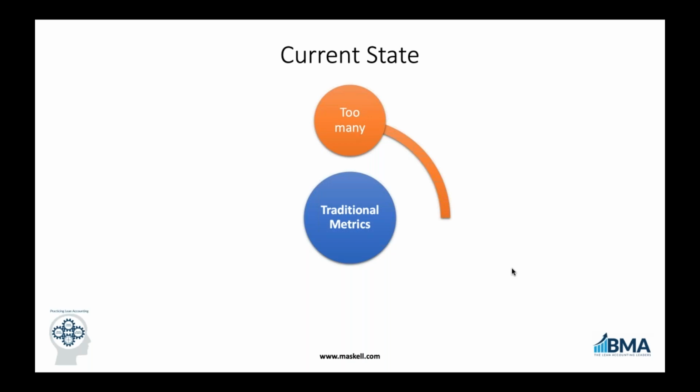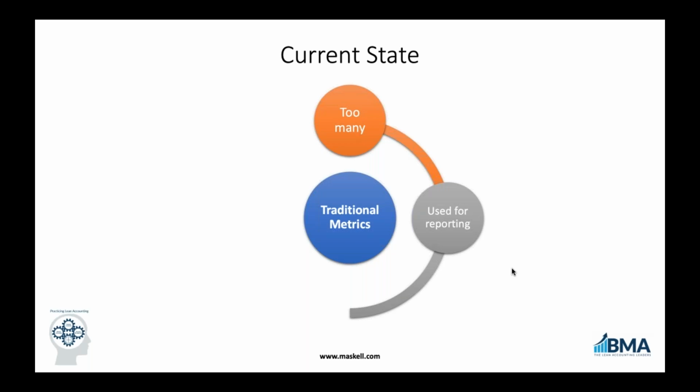So, what's the current state of what we like to call traditional metrics? First of all, in most companies, I'm generalizing here, there's probably too many measures. These days with the software systems that are being used in companies, it's possible to measure anything, even just extracting data and putting it into spreadsheets. So the possibilities are endless. But in general, you have too many measures.